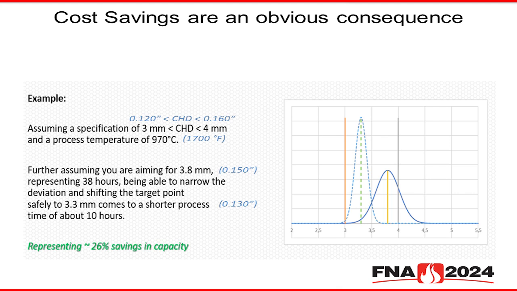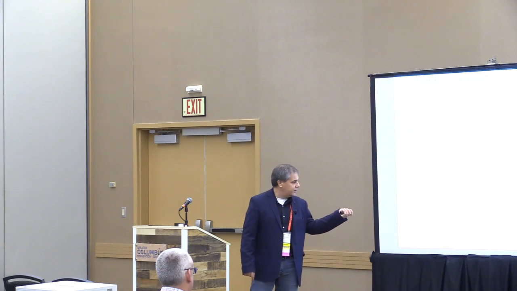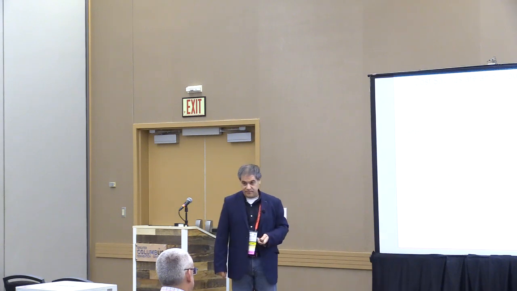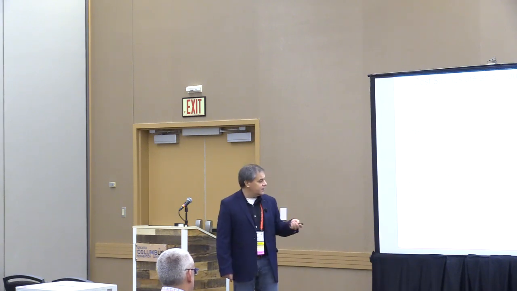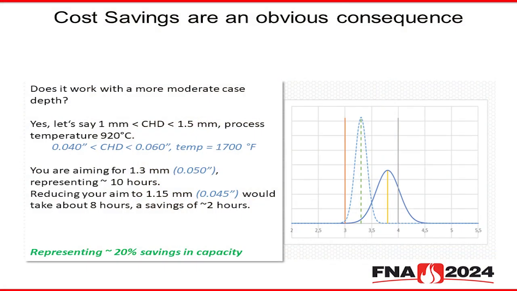But if we could increase the accuracy, if I could get my system to be more repeatable and more accurate, now instead of going to 3.8, I could go to 3.3, knowing that I will not hit my bottom end, and I have reduced 26%. This is a deep case, but if I go with a shallower case, fine, I still have 20% savings. So these are real life examples.